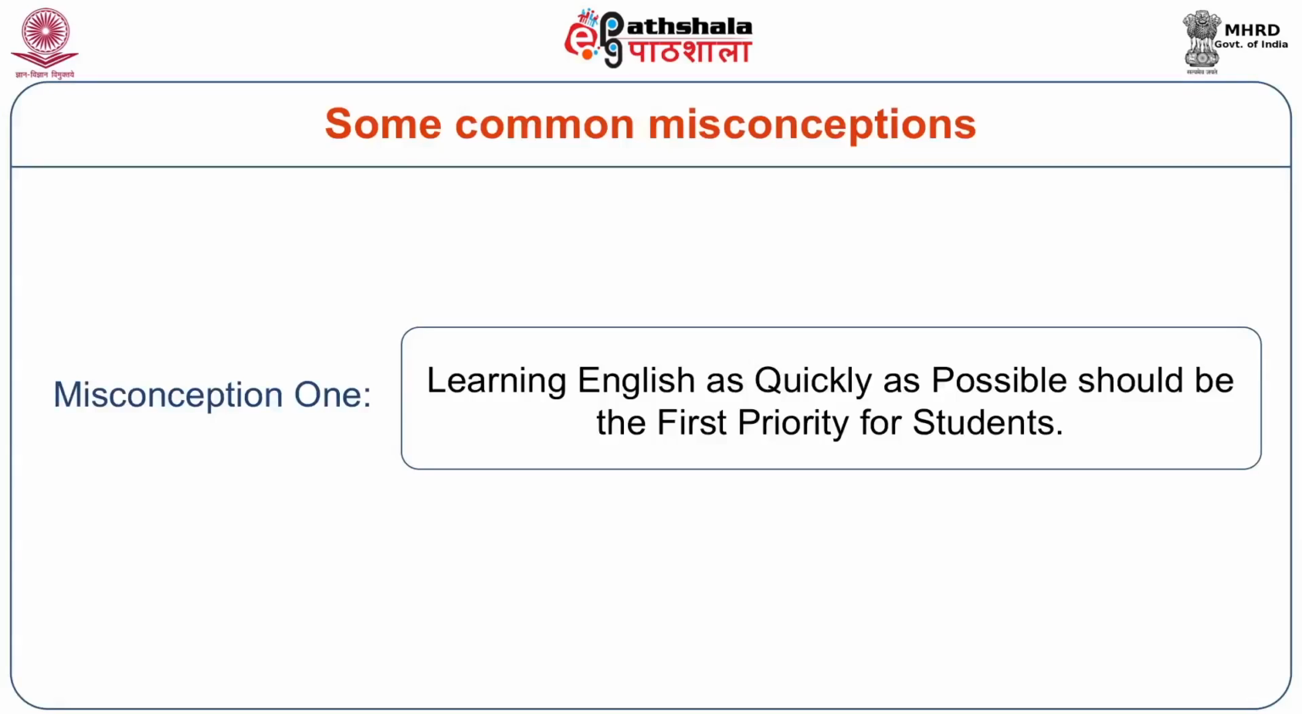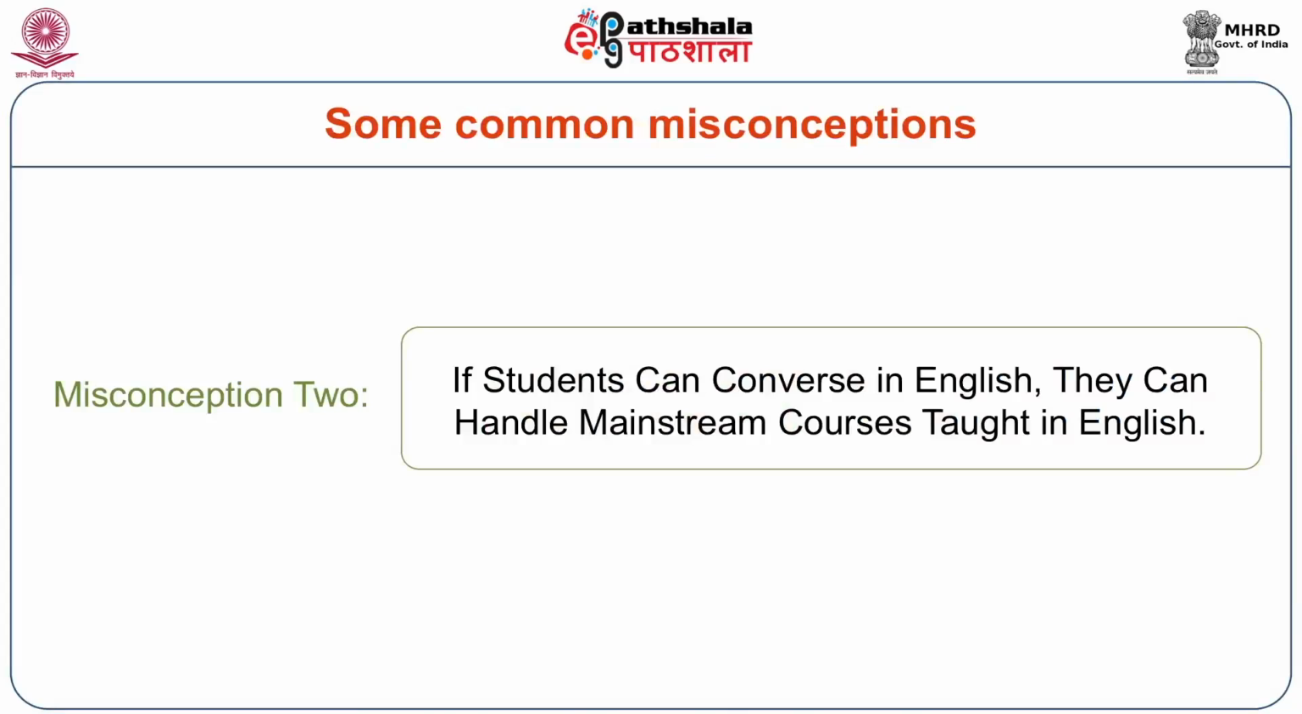Now, there are some common misconceptions regarding learning English. Misconception number 1: learning English as quickly as possible should be the first priority for students. No. Education is not equivalent to learning English. A person who is well versed in English is not necessarily an educated or a brainy person. It's a myth.